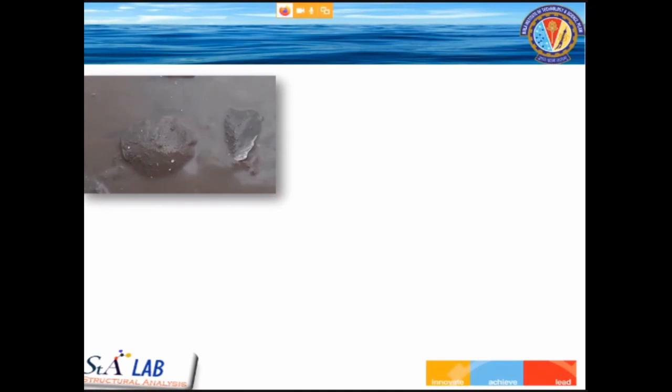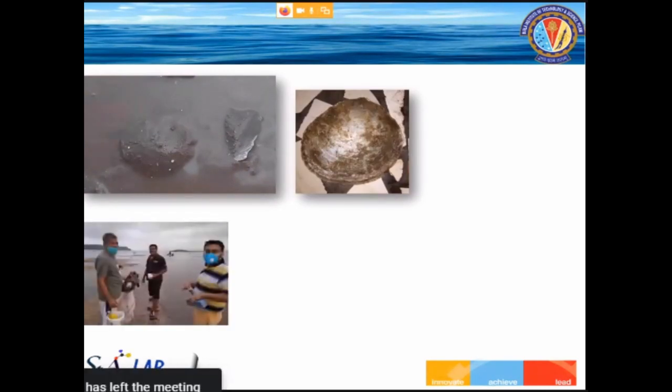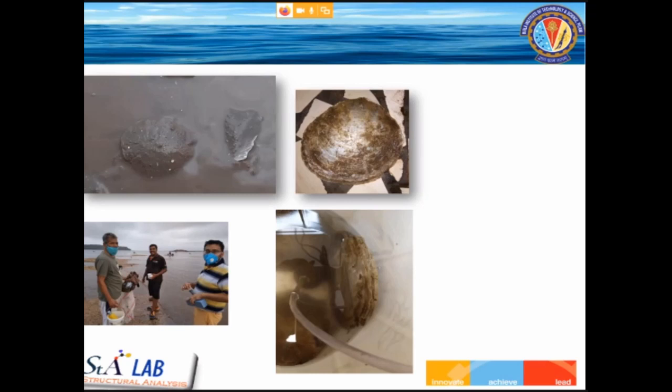So here you can see I have also been able to trace how the oysters are found in the mud. When I take them out from the mud and clean them, this is how they look. And we have a dedicated team, as I told you, and our dedicated team now regularly looks for these oyster sightings. They don't pick them up, they try and protect these areas where the sightings have been found.